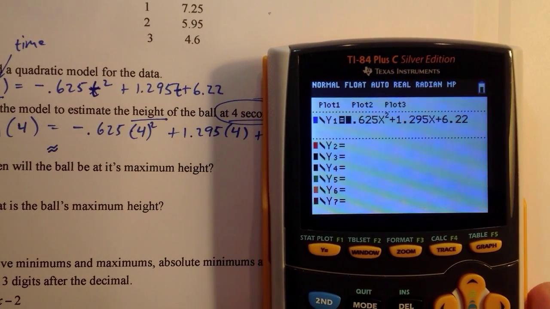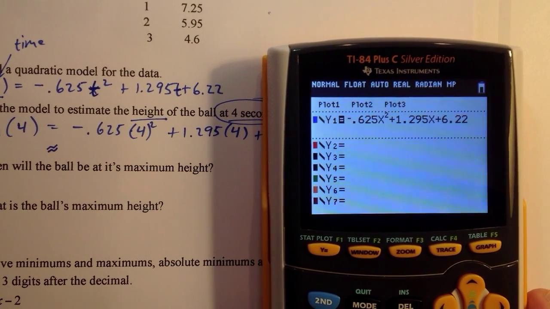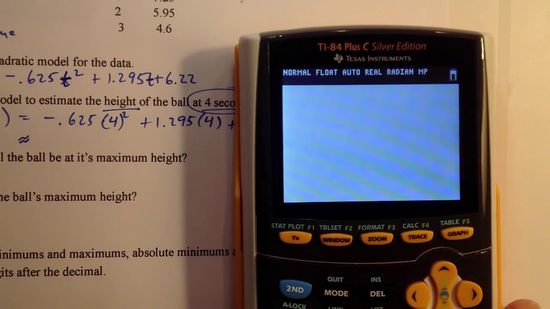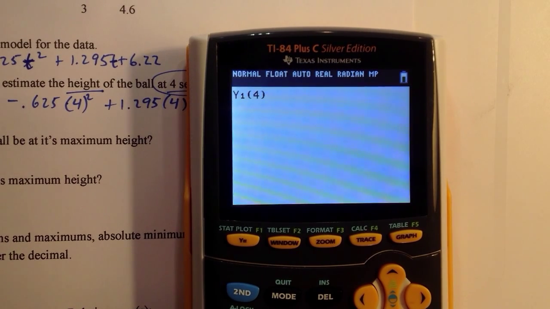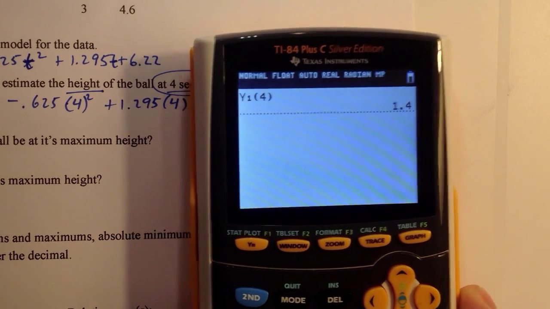And so if we want to know this Y1 value when T is equal to 4, then the height when T is equal to 4, then we're going to type in vars, Y variables, function, Y1. Y1, then with parentheses, we put a 4. So we want our Y1 at 4 seconds, and we hit enter, and we get 1.4.